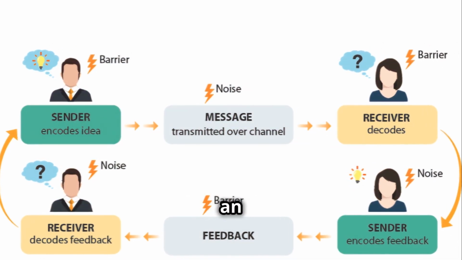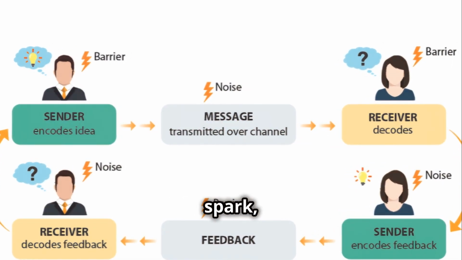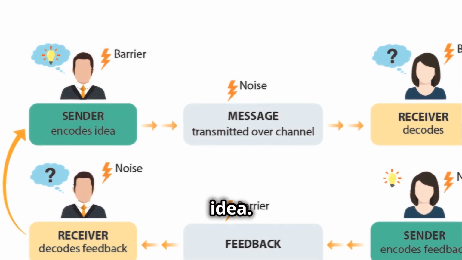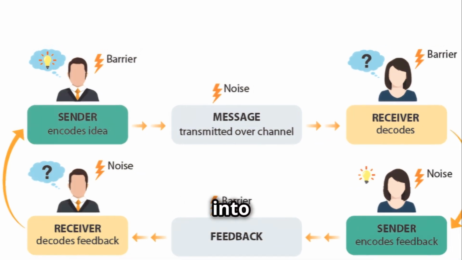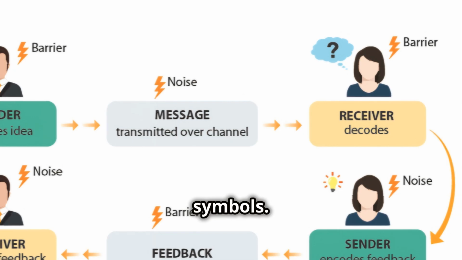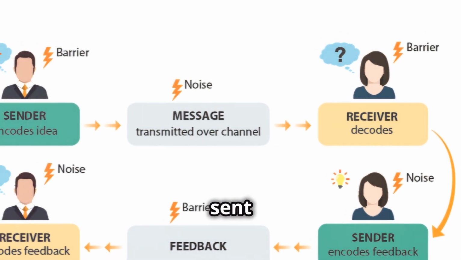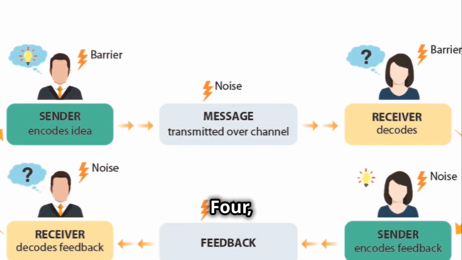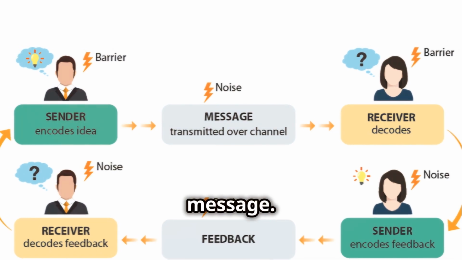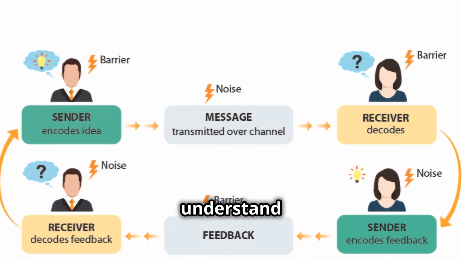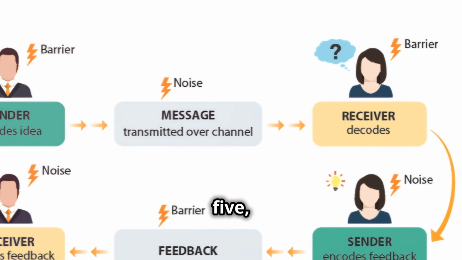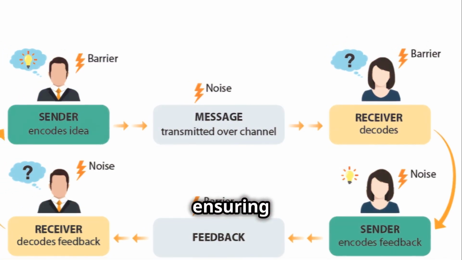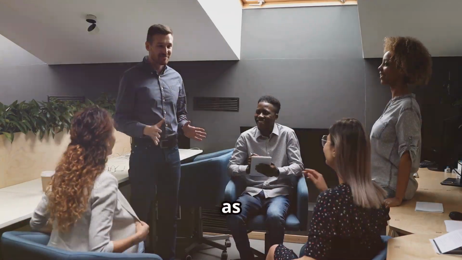1. The sender has an idea. This is the initial spark, the core message. 2. The sender encodes the idea. This involves translating thoughts into words or symbols. 3. The message is sent over a channel. This could be verbal, written, or digital. 4. The receiver decodes the message. They interpret and understand the information. And 5. Feedback is given back to the sender. This closes the loop, ensuring the message was received as intended.